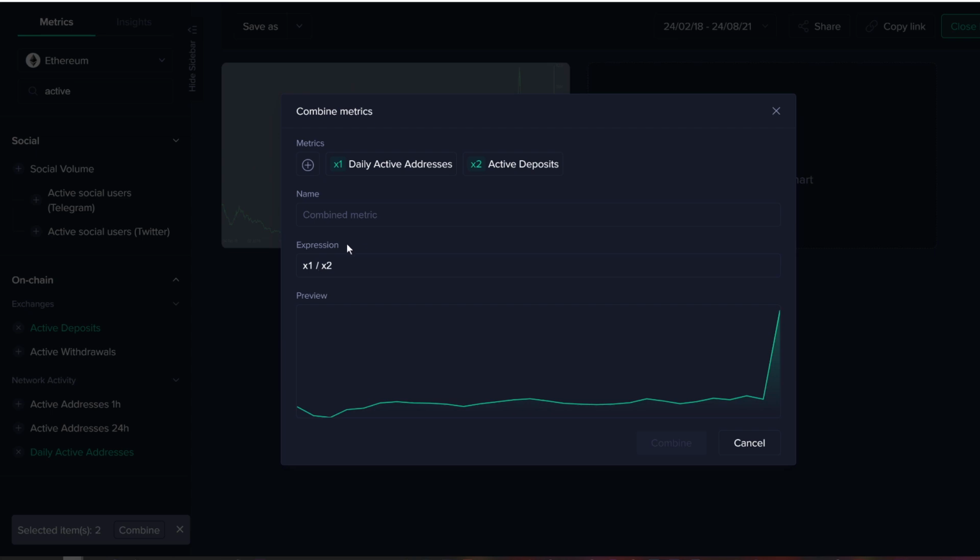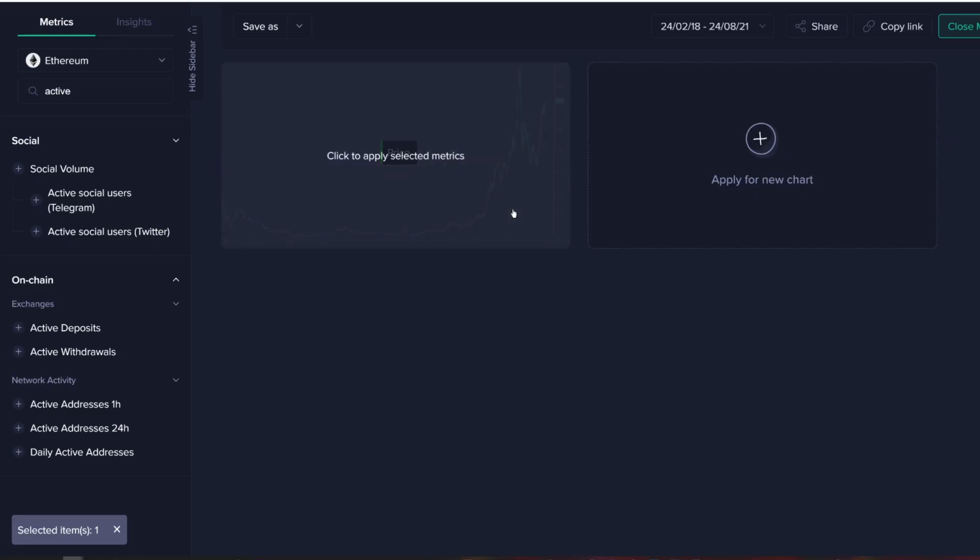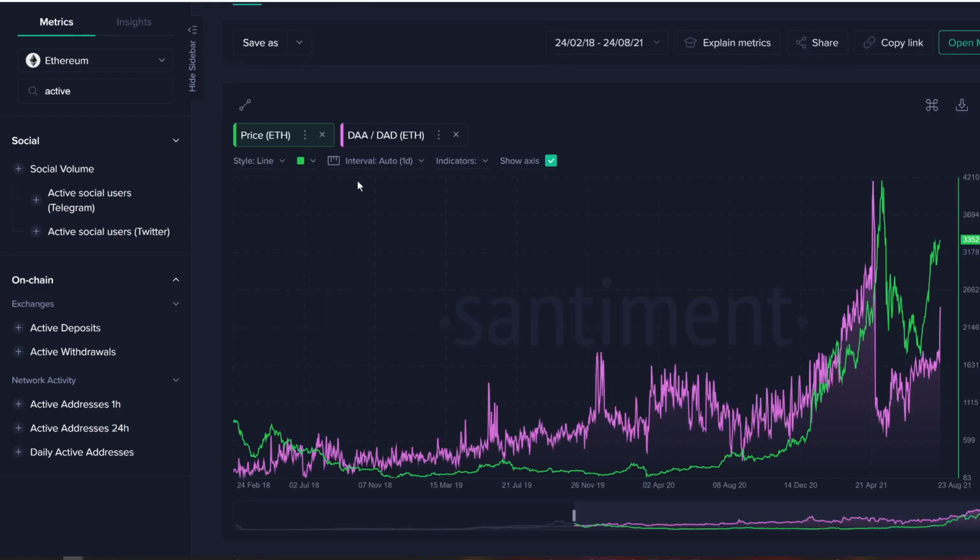We have addition, subtraction, multiplication, division, and exponential math formula options now. So the possibilities are pretty endless, as you might imagine. I can't combine them yet because I have to name them, so I'm just going to say DAA divided by DAD, combine. Now I'm going to apply, zoom in, and this is what we have.